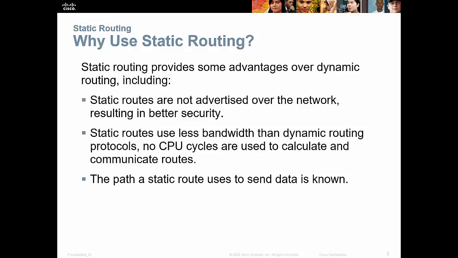So with static routing, there are obviously some advantages over dynamic, otherwise we would just always use dynamic. With static routing, the routes are not advertised over the network, so they're a little more secure. Static routes use less bandwidth than dynamic routing protocols, and they don't use any CPU cycles. The CPU cycles for dynamic routing are used to calculate the fastest path to the next hop. And with static routing, the path is static, and it only uses the route to send the data that it knows.